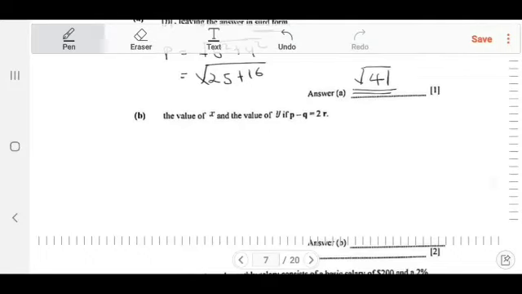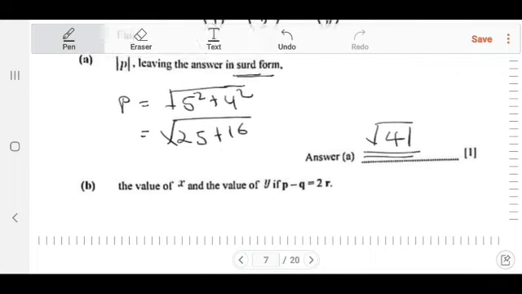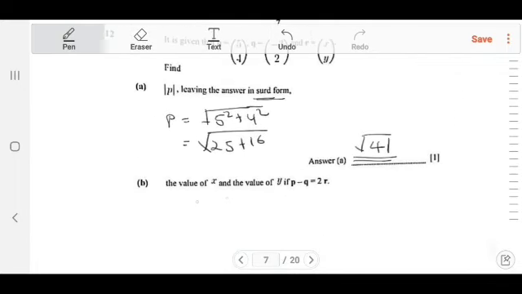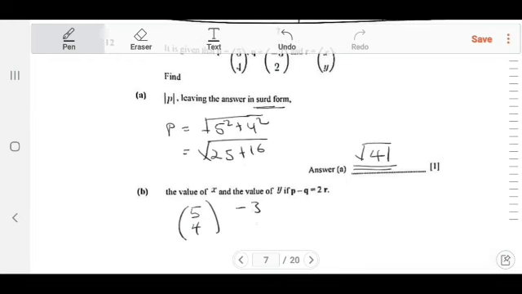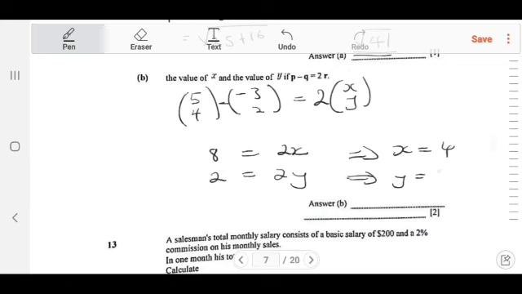Okay. And then coming here, we're saying the difference of P and Q is equal to 2R. Okay. So P is what? It's 5, 4. And then Q is minus 3, 2. Then subtracting that one, we get 2x, 2y. Okay, so this one is going to give us 8 equals 2x. Then this one is going to give us what? 2 equals 2y. Therefore, x equals 8 over 2, which is 4, and y equals 2 over 2, which is 1.